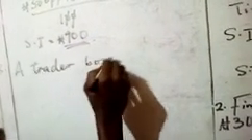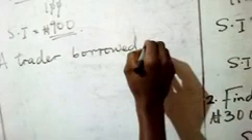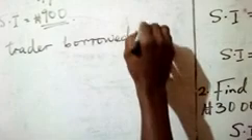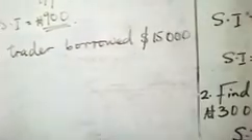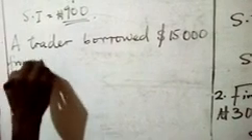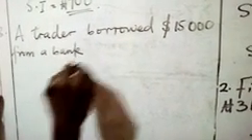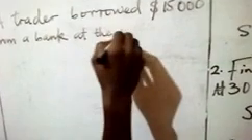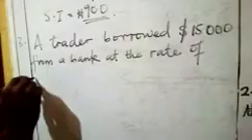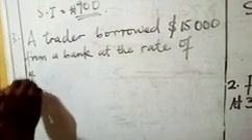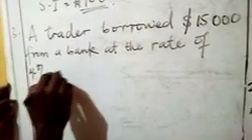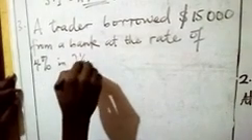Okay. Example 3 now. A trader borrowed. Okay, let's make these dollars now for those that are watching outside Nigeria. $5,000 from a bank, at the rate of 4% in 2.5 years.